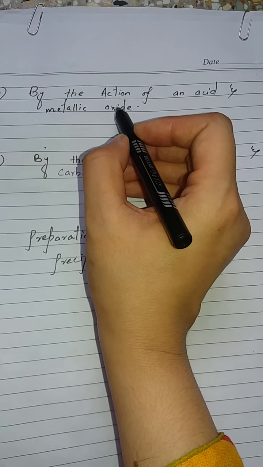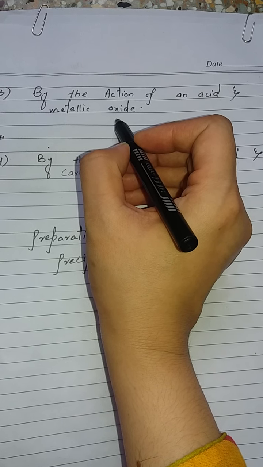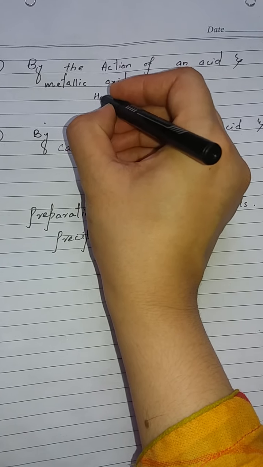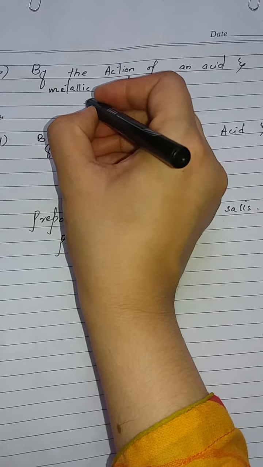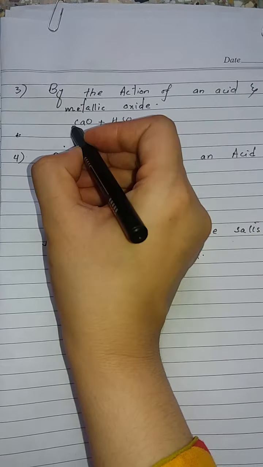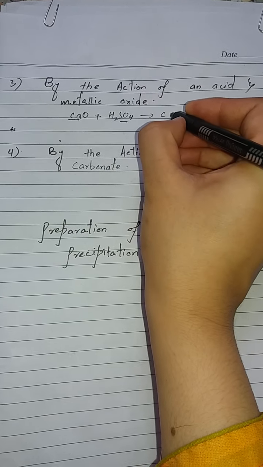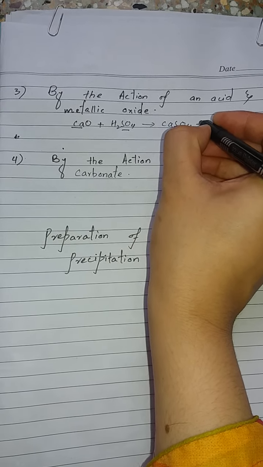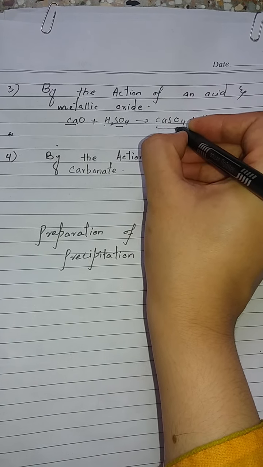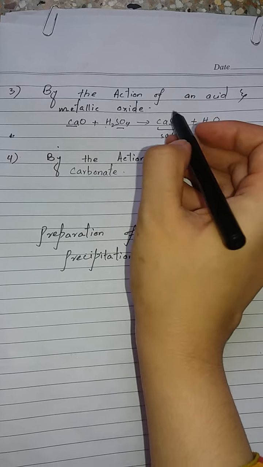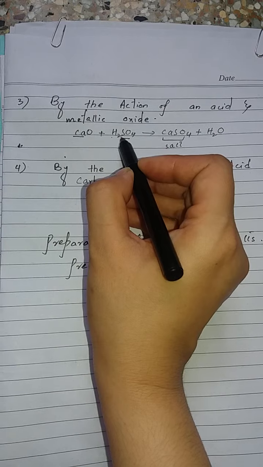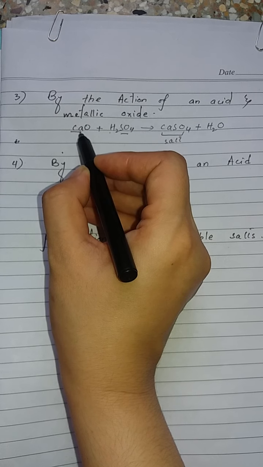Third method is by the action of an acid and metallic oxide. When any acid such as H2SO4 reacts with metallic oxide such as CaO, then here calcium reacts with sulfate ion and forms CaSO4. Here hydrogen reacts with this oxygen and forms H2O. So here CaSO4 is salt. So salt is also formed by the action of sulfuric acid on calcium oxide, or by the action of an acid on metallic oxide.